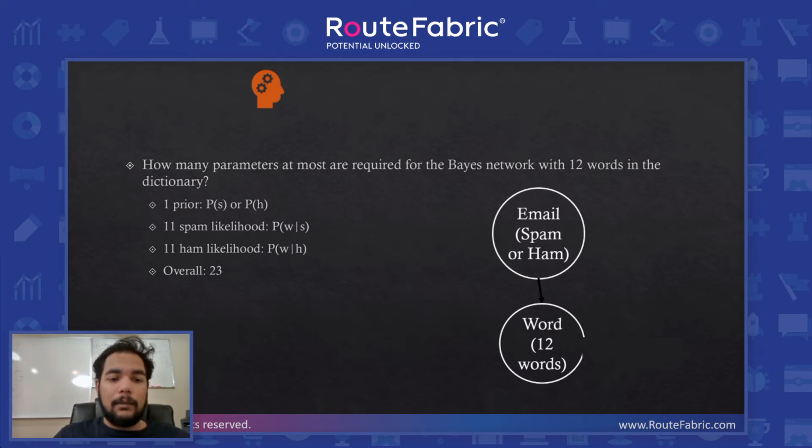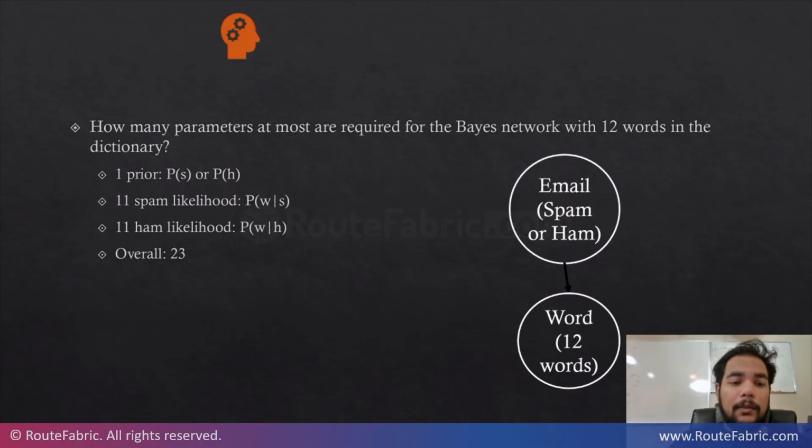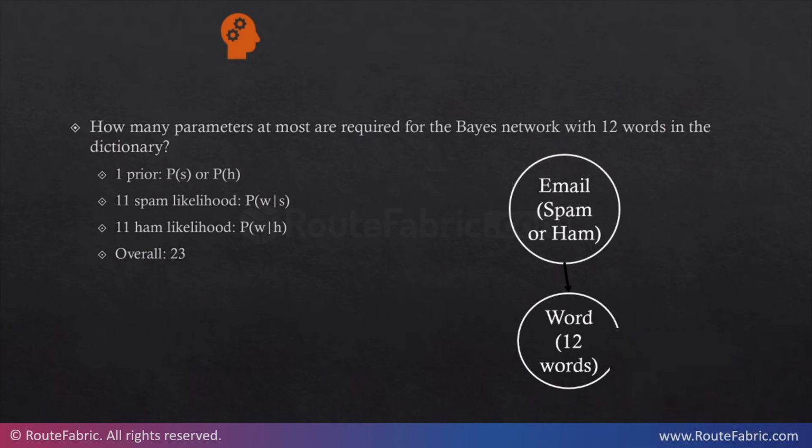Now, how many parameters at most are required for a Bayes network with 12 words in the dictionary? One for the prior, which is the probability of either spam or ham. 11 parameters for spam likelihood, which is probability of word given spam. And 11 for ham likelihood, which is probability of word given ham. So overall, we need 23 parameters at most for a Bayes network with 12 words in the dictionary.